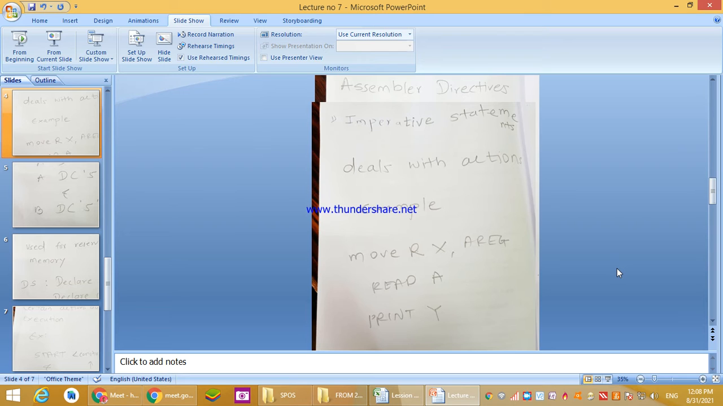Assembler directives. There are three types of assembler directives. Number one, imperative statements. Number two, declarative statements. And number three, assembler directives. These are the three statements used in assembly programming.